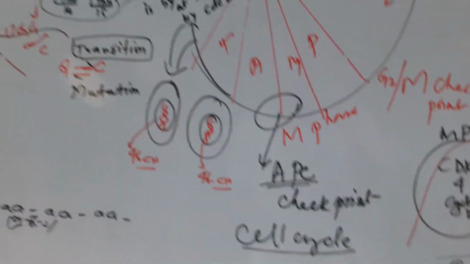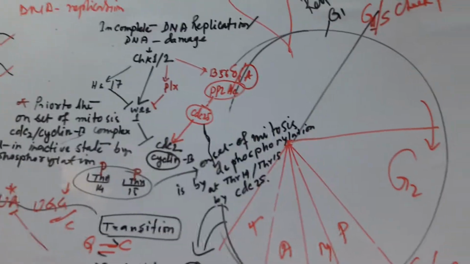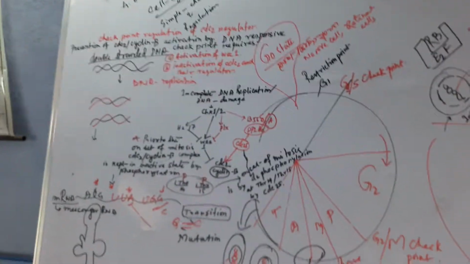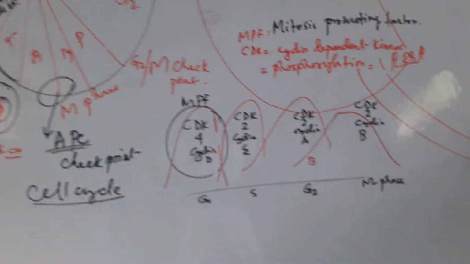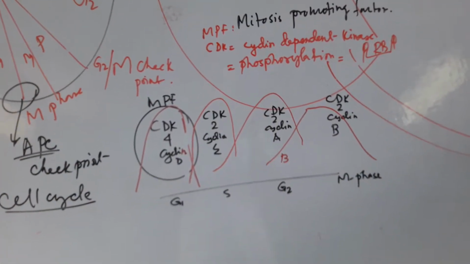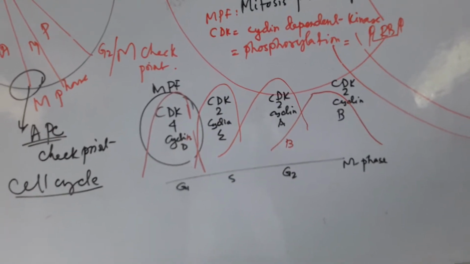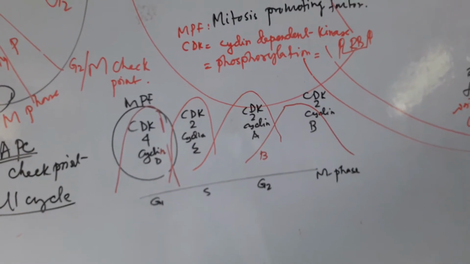So these are the checkpoints, and this is the cycle you can see. Here you see the cyclin and CDK. CDK is constant, but cyclin changes progressively through G1, S, G2 and M. Thank you.